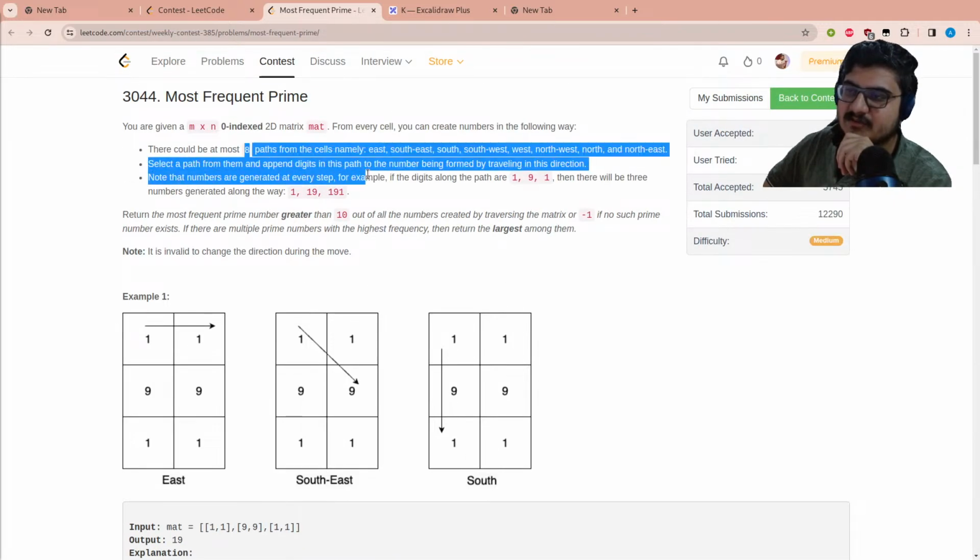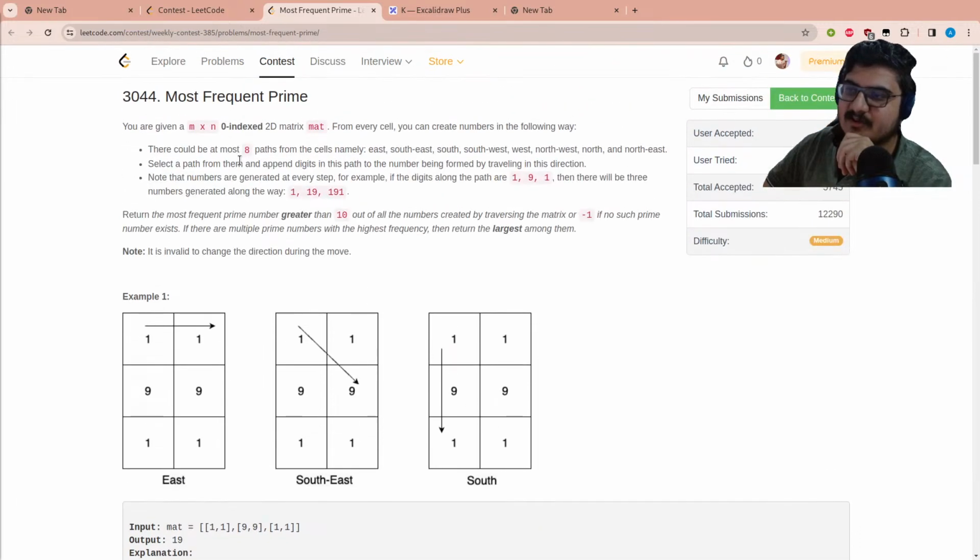And we can also select any path, so the starting cell is not necessarily this index. We can also start from this 9 and traverse out, so we will get 9 and then 91. If we traverse in this direction, then the numbers we will get are 9 and 91.